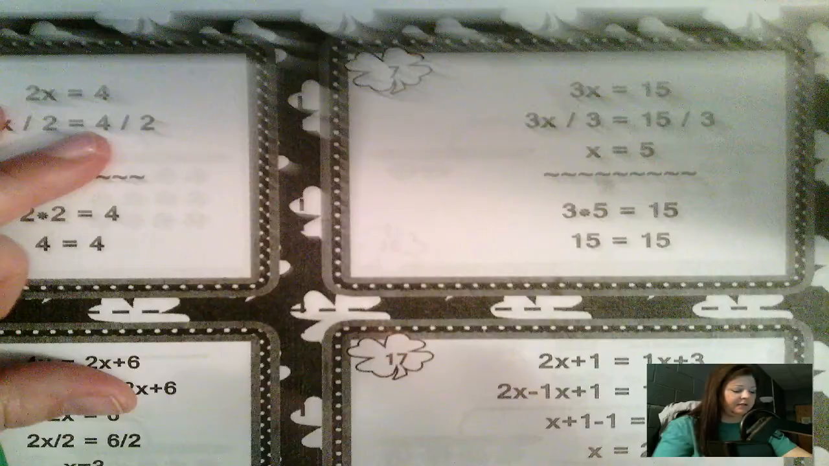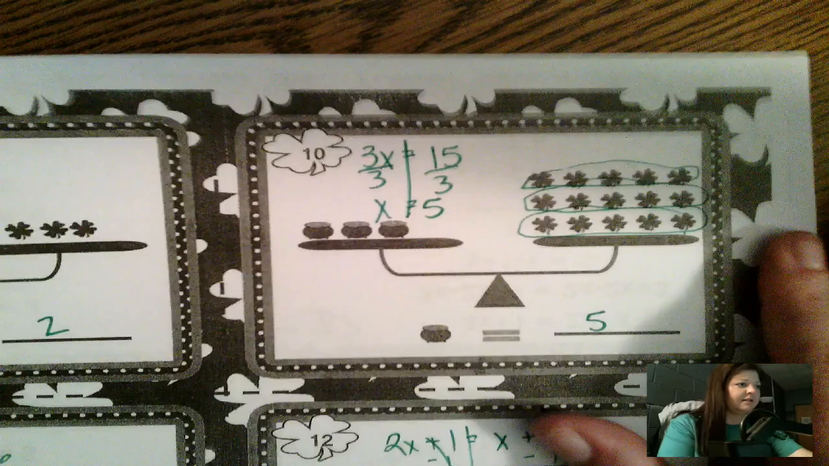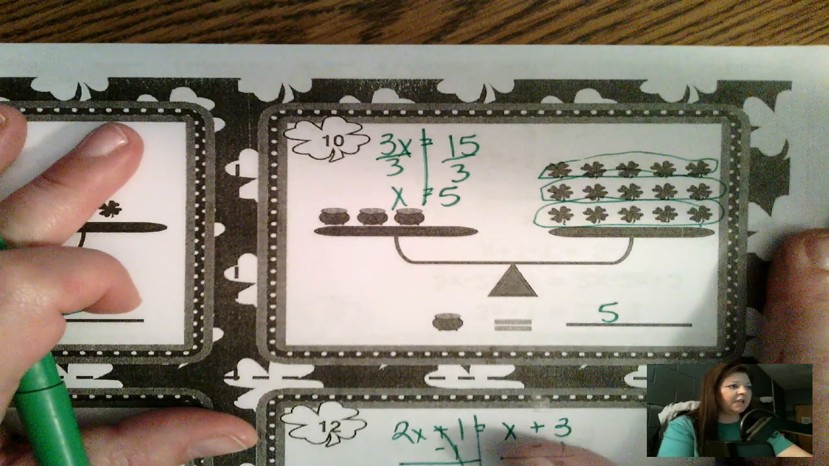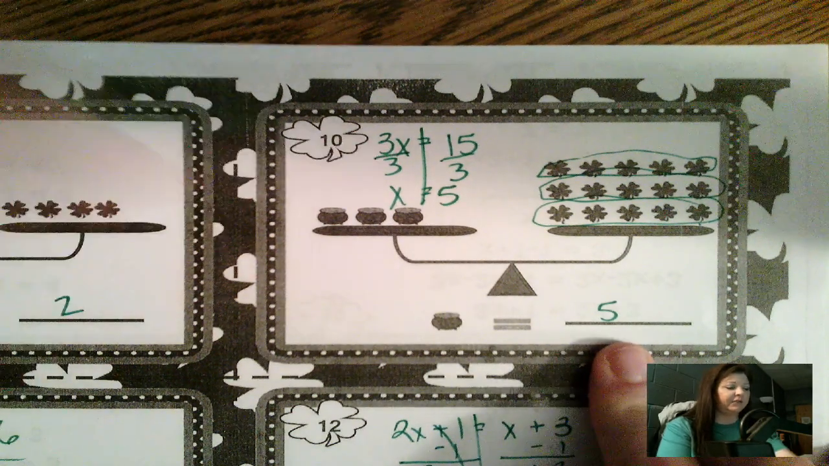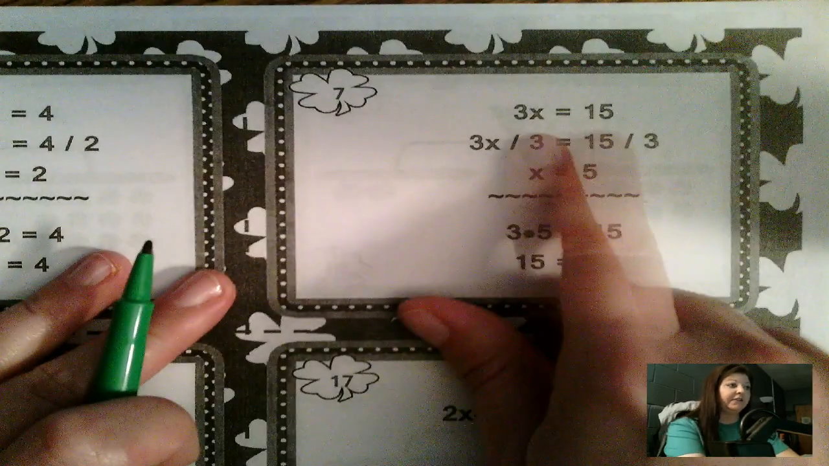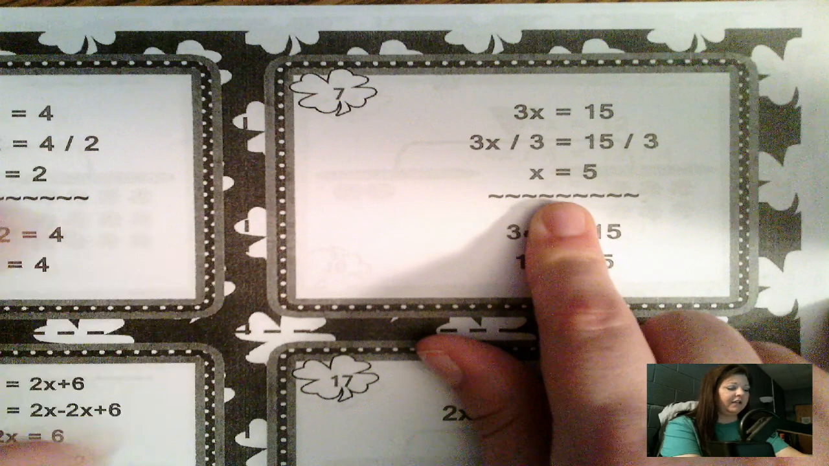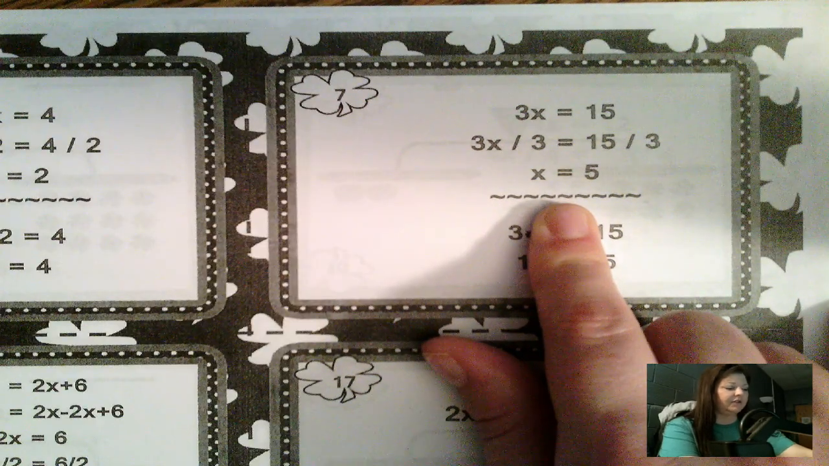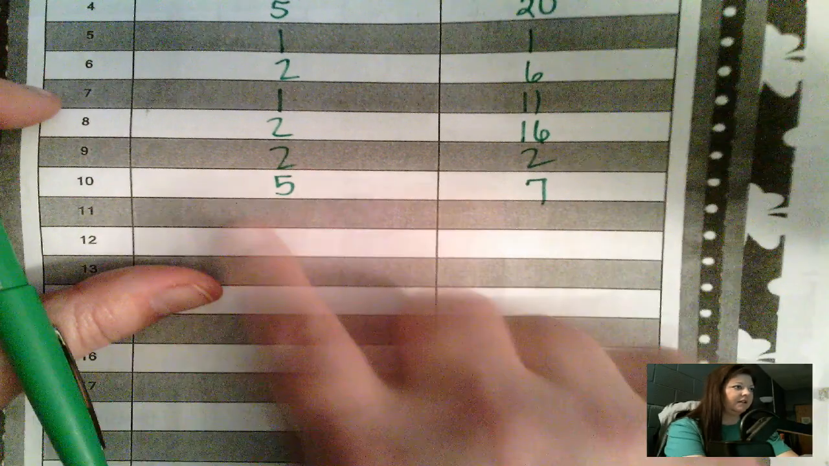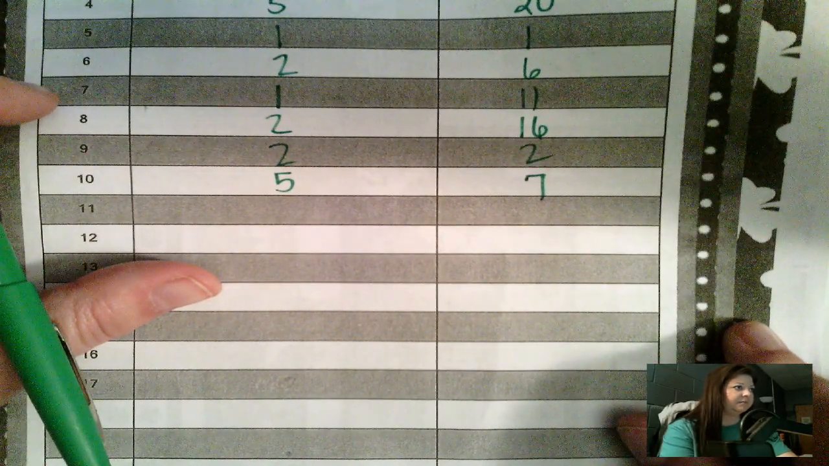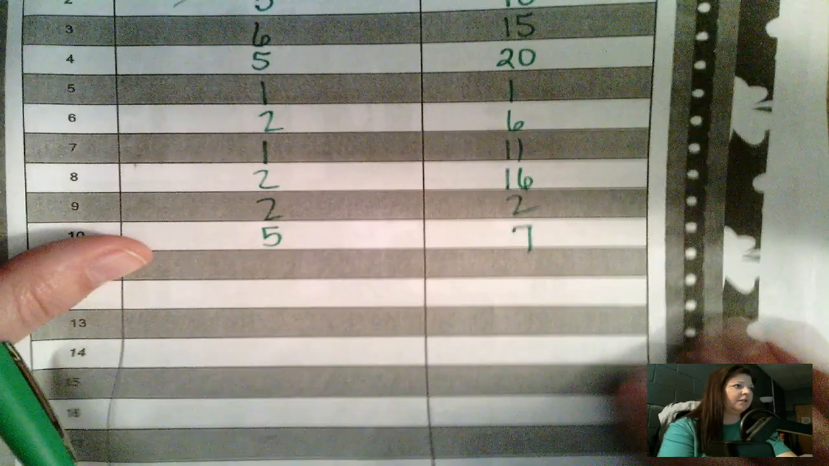Okay, number 10. We have 3x equals 15 and x equals 5. So here we have 3x equals 15, x equals 5, and that's equation card 7. So let's put that down there. It's equation card 7 matches up with our equation card 10, and x equals 5. So that's 7 and 5. Okay.